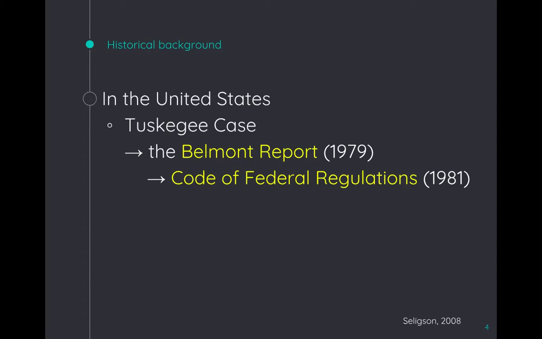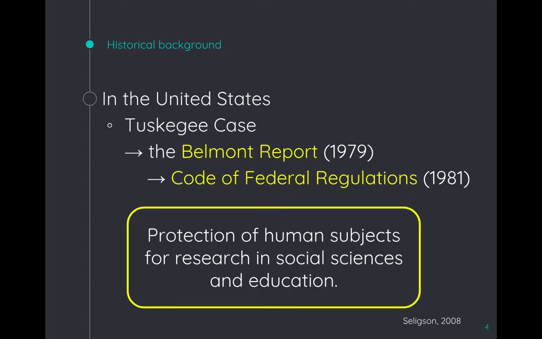This then later was manifested in what's known as the Code of Federal Regulations. And again, this is in the United States, but some of the regulations and the principles that were developed through the Belmont Report have been developed and modeled in other countries as well. With the Belmont Report and the Code of Federal Regulations, this was when these protections for human subjects, not only in medical research, but also for research for social science and education, were developed.